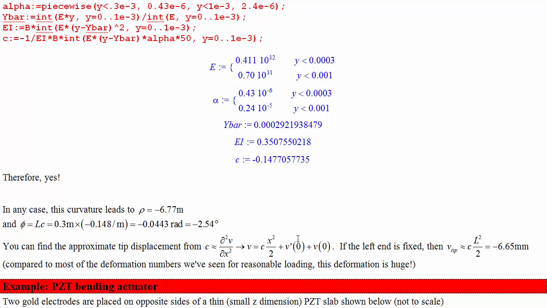So compared to the deformation numbers that we saw for reasonable loading, for most loading numbers, this is a pretty decent deformation. So this is a common sensor. By taking two metals with different thermal expansion coefficients and wrapping them up in a long coil, you can make a temperature sensor. This is how old thermostats are made.